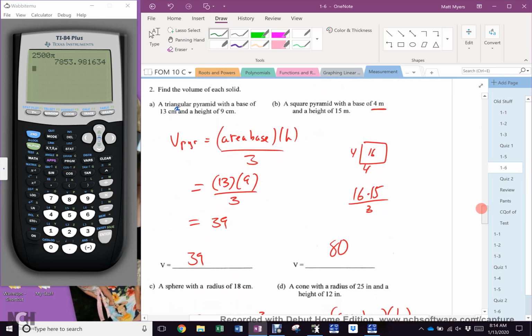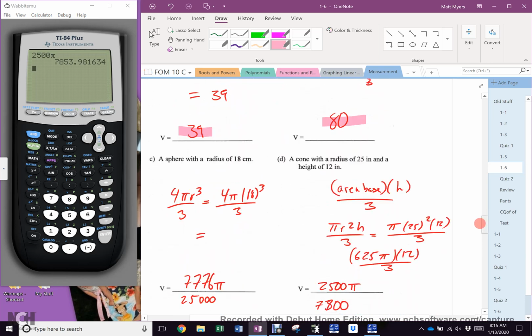This page again shouldn't have been too much trouble. This question causes a lot of trouble. In yours, is that little squared there? Is it there? It should be there, right? Yeah. So I've given you the area of the base right there. So all you had to do, area of base times height. But because it's a pyramid, you've got to divide by 3. So it was 39. Square pyramid, 16 times 15 divided by 3, 80.